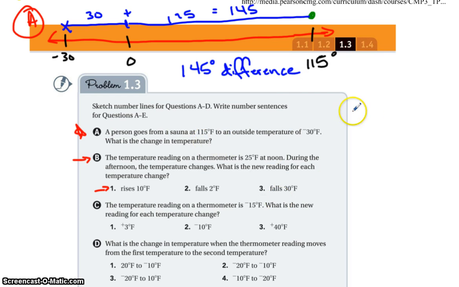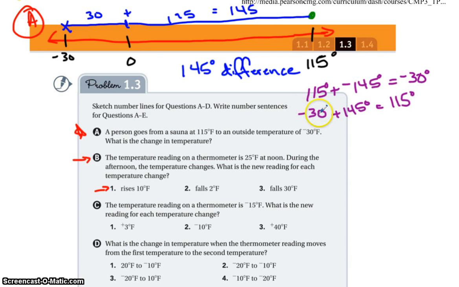Okay, now there's a couple of ways of showing this. If we start at 115, so 115 plus a negative, because we're decreasing our temperature by 145 degrees, that would equal our negative 30 degree finishing point. I'm going to add the little circles here for degrees. Okay, so that's one way of showing it. The other way would be to say that negative 30 plus 145 degrees would equal 115 degrees.